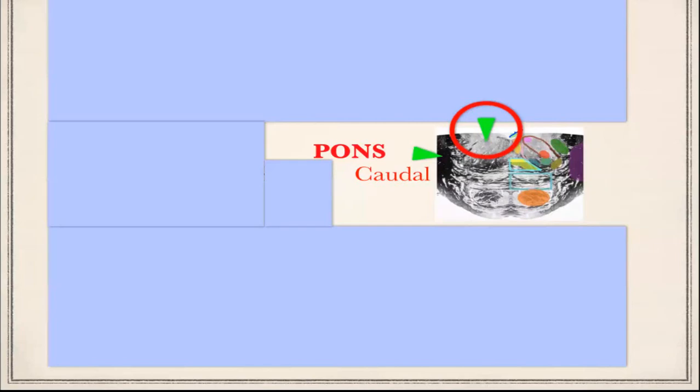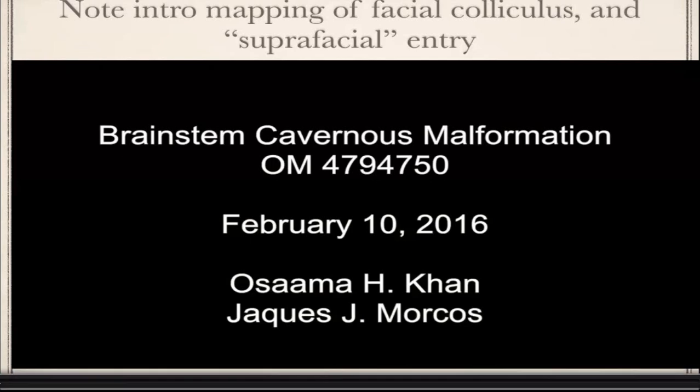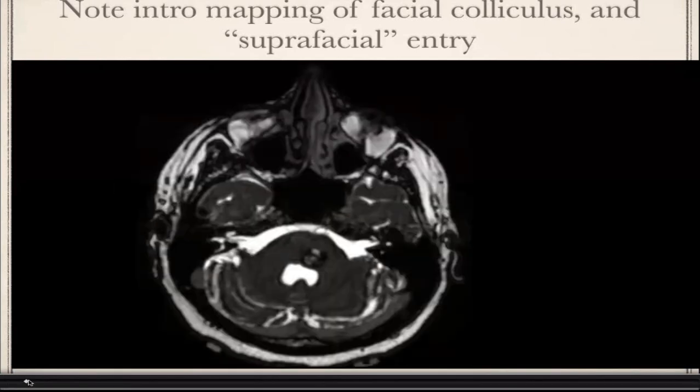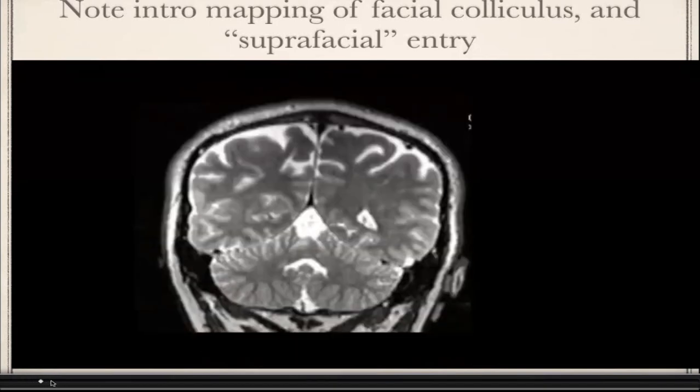I think I'm going to skip, this is an example, very simple, of telovelar suprafacial approach. Maybe what I'll show is just how to map the floor of the 4th ventricle. Here is the lesion, reaches the surface. I cannot get to this from laterally. It's too deep. I have to go through the 4th ventricle.